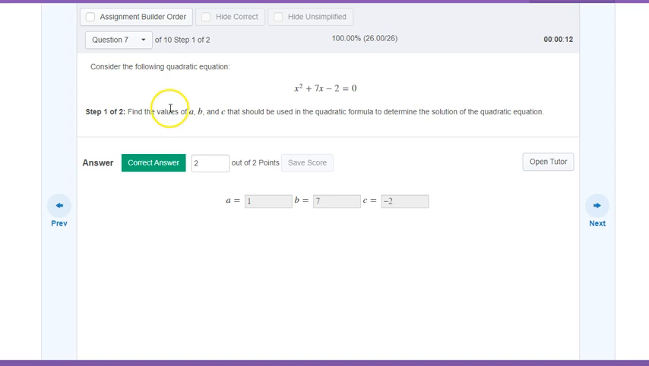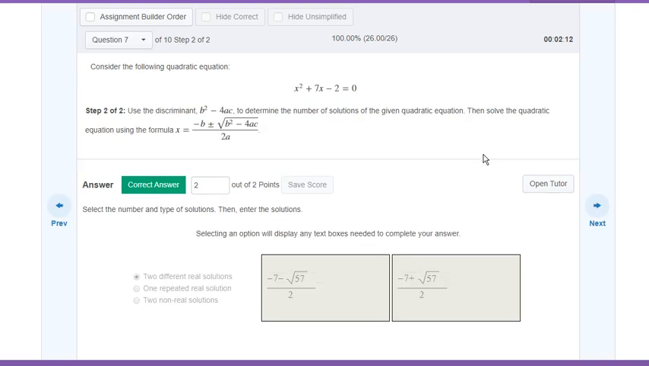Now, as we move on to example 7, here's a quadratic equation in standard form. They want us to identify the A, which is 1, the B, which is 7, and the C, which is negative 2. Now they want us to use the quadratic formula to get answers, because this is not factorable.